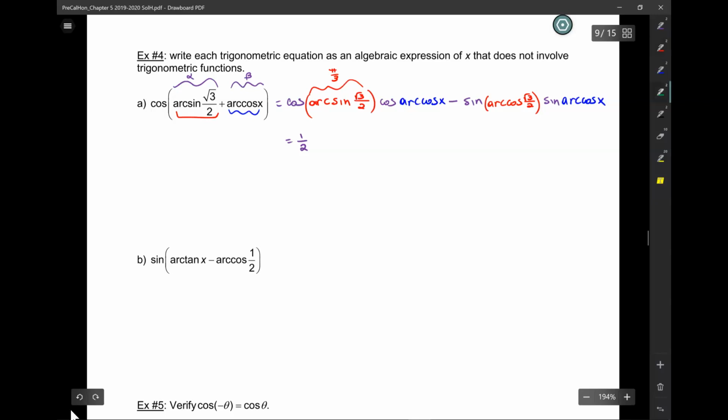Now, how about this one? What's that? That's just x because it's cosine of arc cosine. So that's just x minus, oh wait a minute, this should be an arcsine. Okay, I got 1/2 because arcsine of root 3 over 2 is pi over 3. The angle for which sine is root 3 over 2 is pi over 3. Cosine of that is 1/2 times x minus, okay, this should have just canceled, so it's just root 3 over 2.